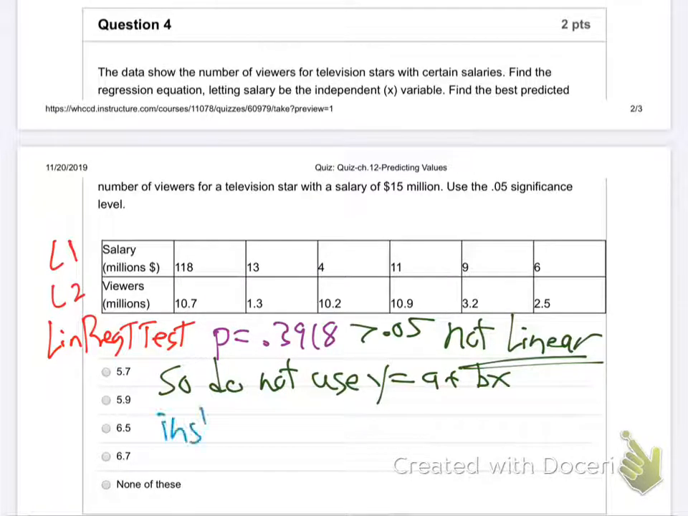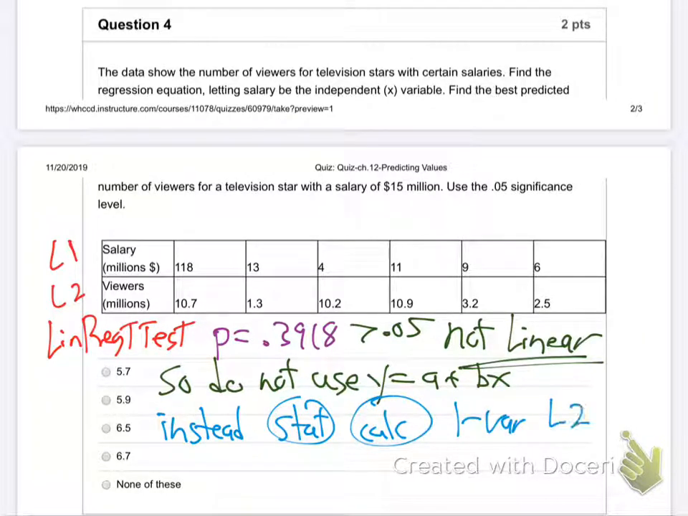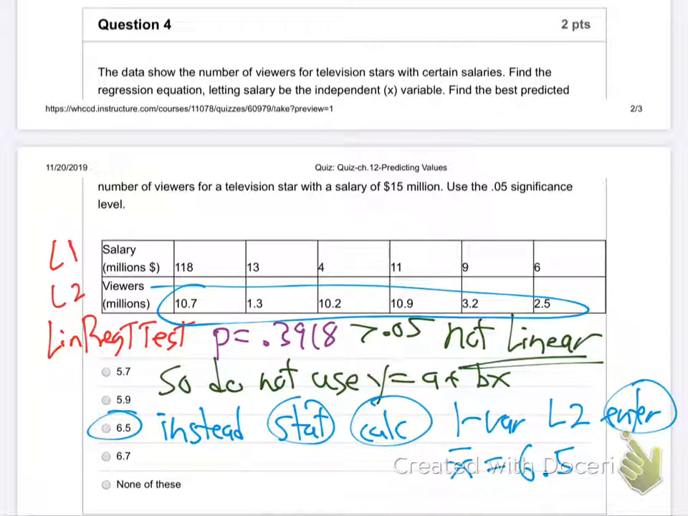So instead, just go to stat and calc and 1var and L2, hit enter, and find the average, right? So instead, the best we can do when they don't line up, when the two variables don't have a linear relationship, all we can do is find the average value. It's like a much less desirable situation. So x bar comes out 6.4666, so 6.5, there it is, 6.5. All that is the average of the viewers. It's just the average of the L2s.